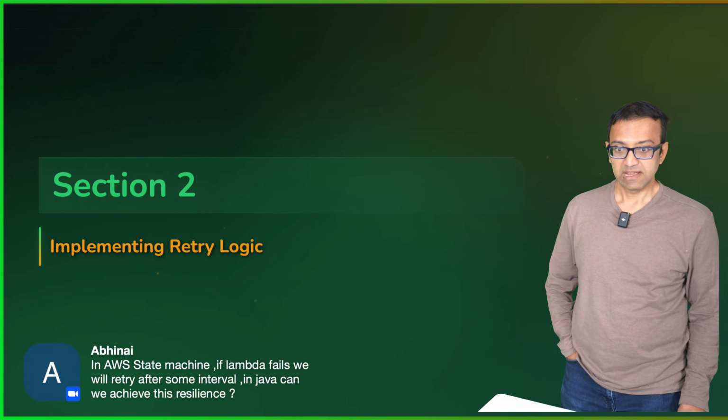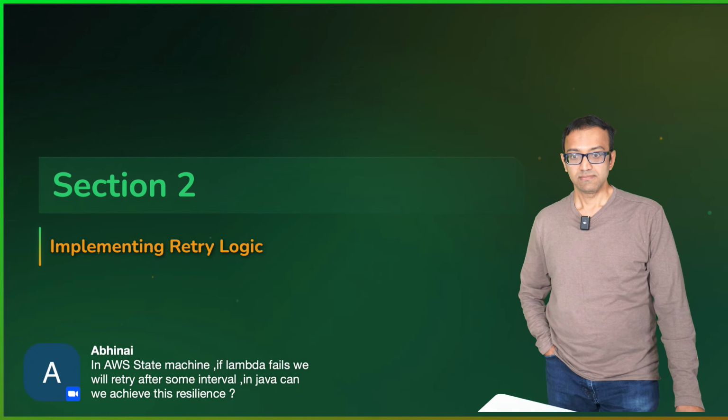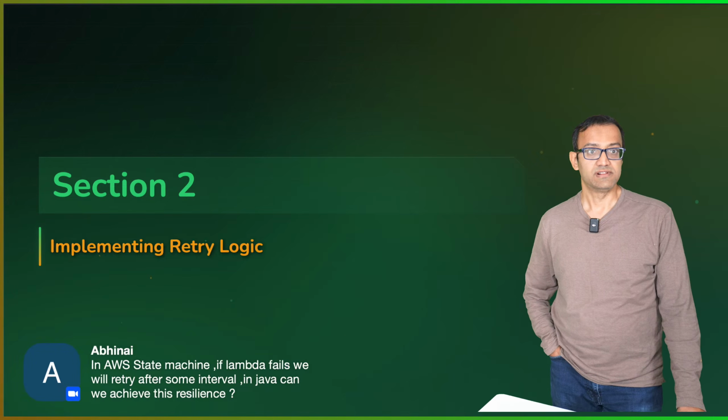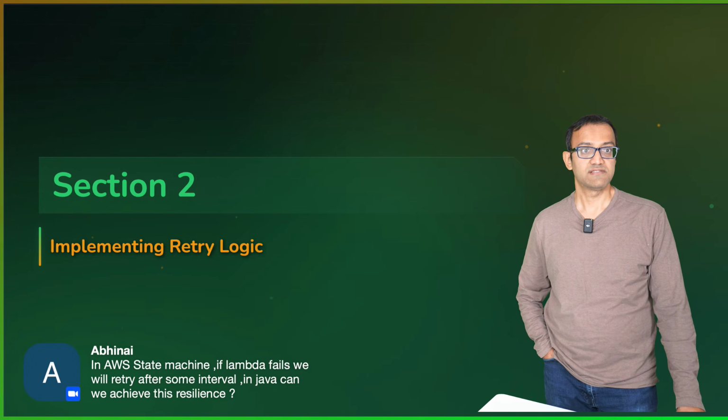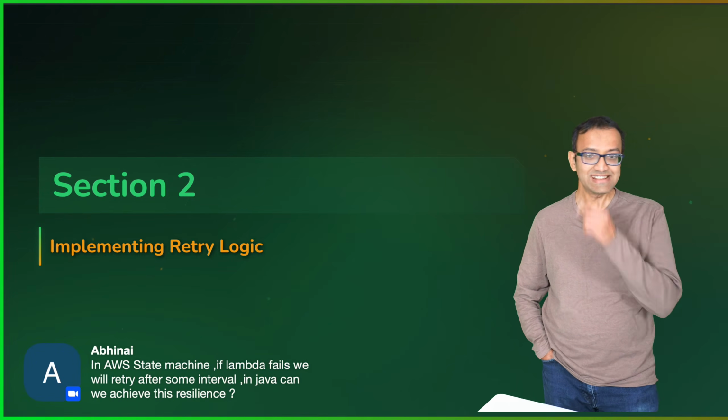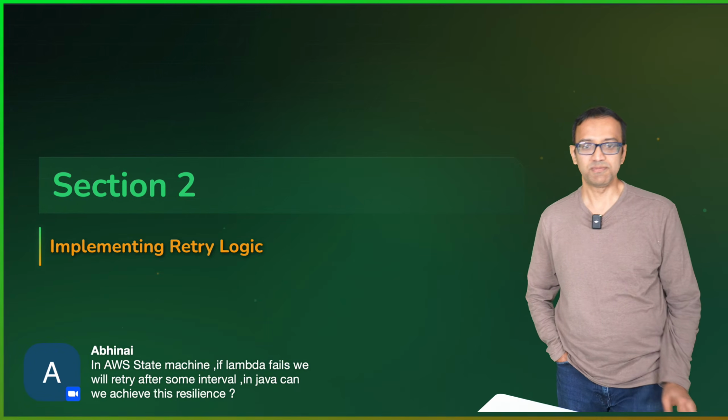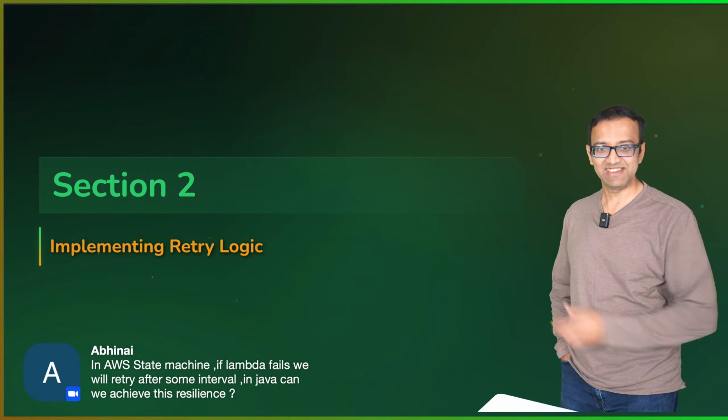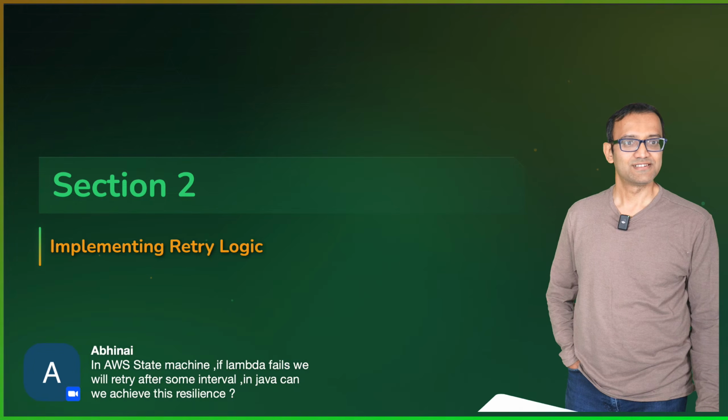In AWS State Machine, if a Lambda fails, we will retry after some interval. In Java, how do we achieve this resilience? That's exactly what we're going to cover in this section, implementing retry logic. Just hold on to that thought.